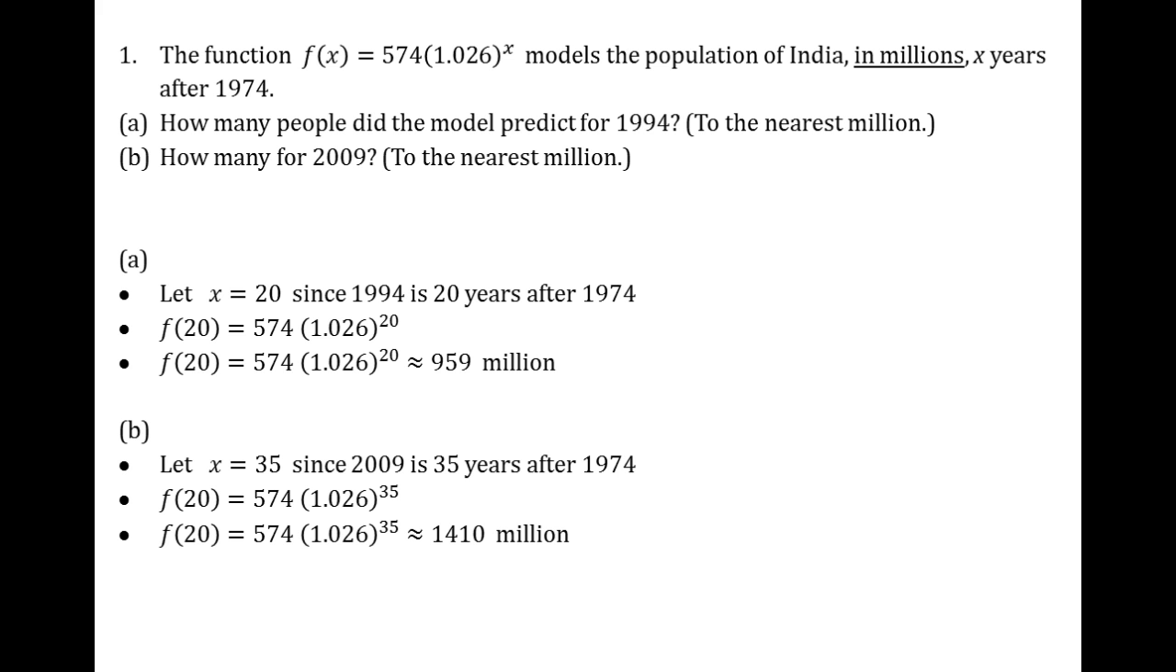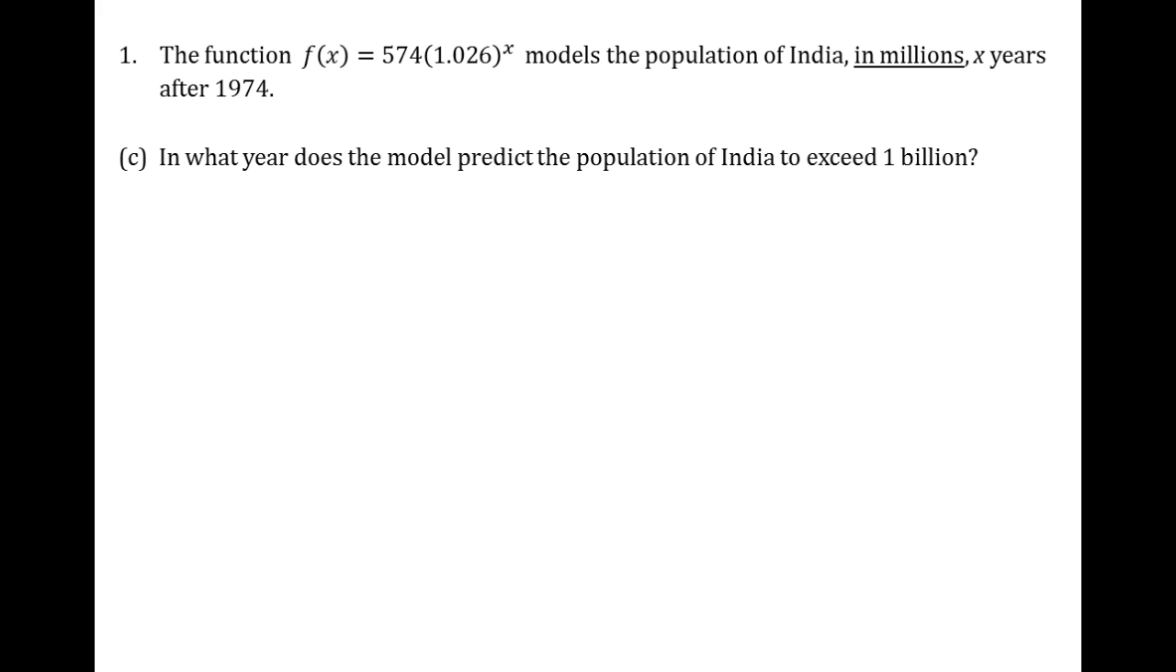All right, the next couple of parts are a bit different. The third part wanted to know, in what year does the model predict the population of India is going to exceed 1 billion people? For that, we need to convert billions into millions first. So the first thing to notice is 1 billion is 1,000 million. Millions of people stands for the output variable, in this case f of x. So we want to let f of x equal 1,000 and then solve for x.